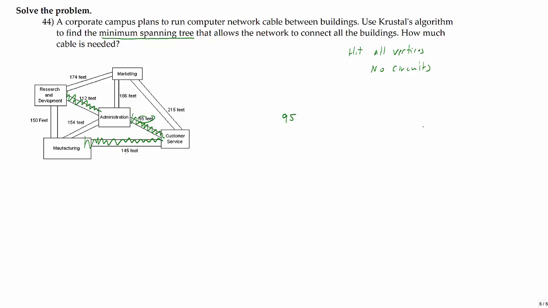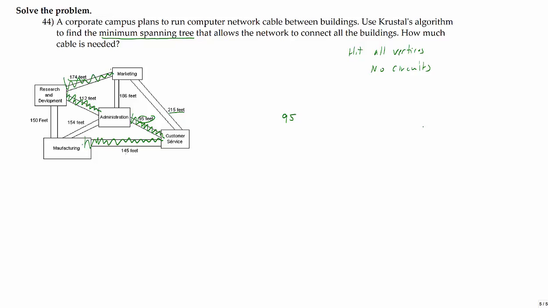Notice that I'm going from research, I got admin, I got this one here, I got this one here. What have I not touched yet? Well, I haven't hit marketing at all yet. So I have to make sure I get marketing in there. So the next thing I look for, marketing, I've got a couple options. I could either do the 174 or the 215. This one is cheaper. It does not create a circuit. So that's going to be the one I want to go with.